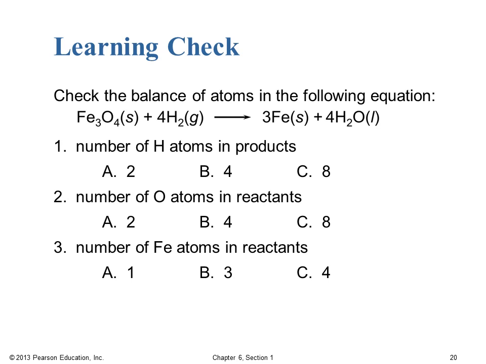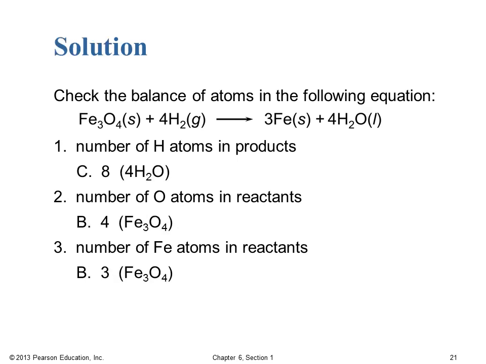And so the only source of oxygen in the reactants is Fe3O4. And so it's 4 oxygens in that molecule, in that compound. So it's only 4 for number 2. And then number 3, it says number of Fe atoms or iron atoms in the reactant. So we only have 1 source of iron atoms. And so we're just using the subscript, which is a 3 for 3 iron atoms.